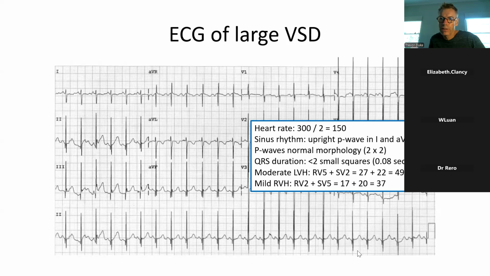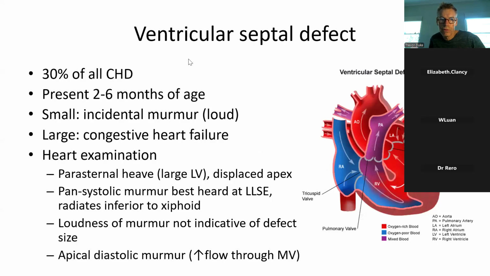I won't go through how to read an ECG. There's another talk on that, but just to know what the features are in large VSDs. The small VSDs can present with just an incidental murmur. Large ones present with congestive heart failure and all the features we talked about.